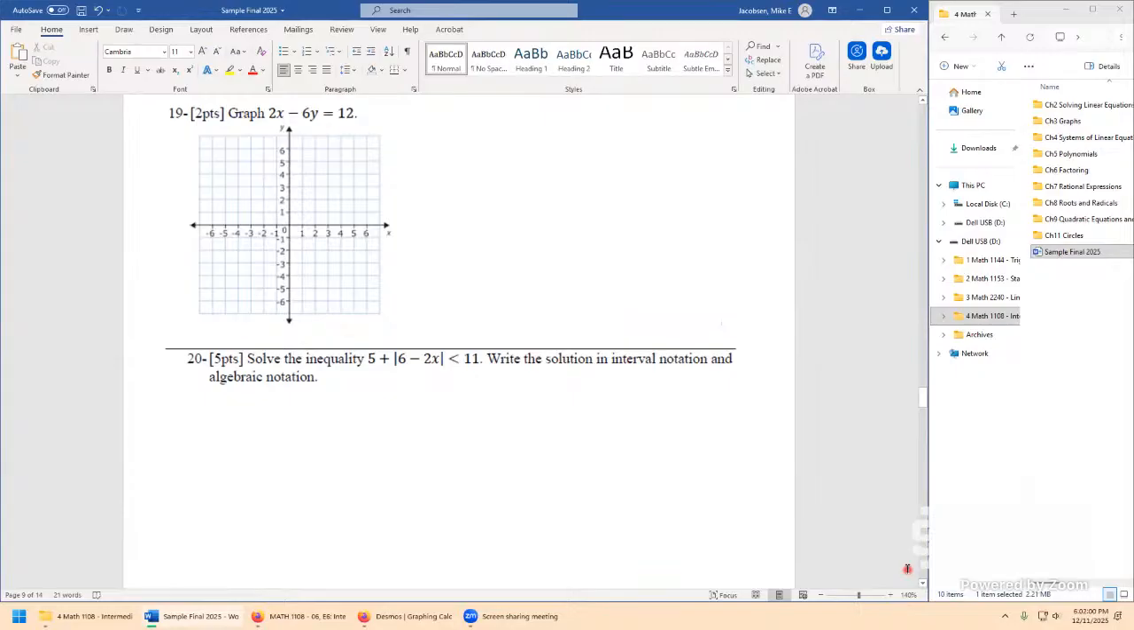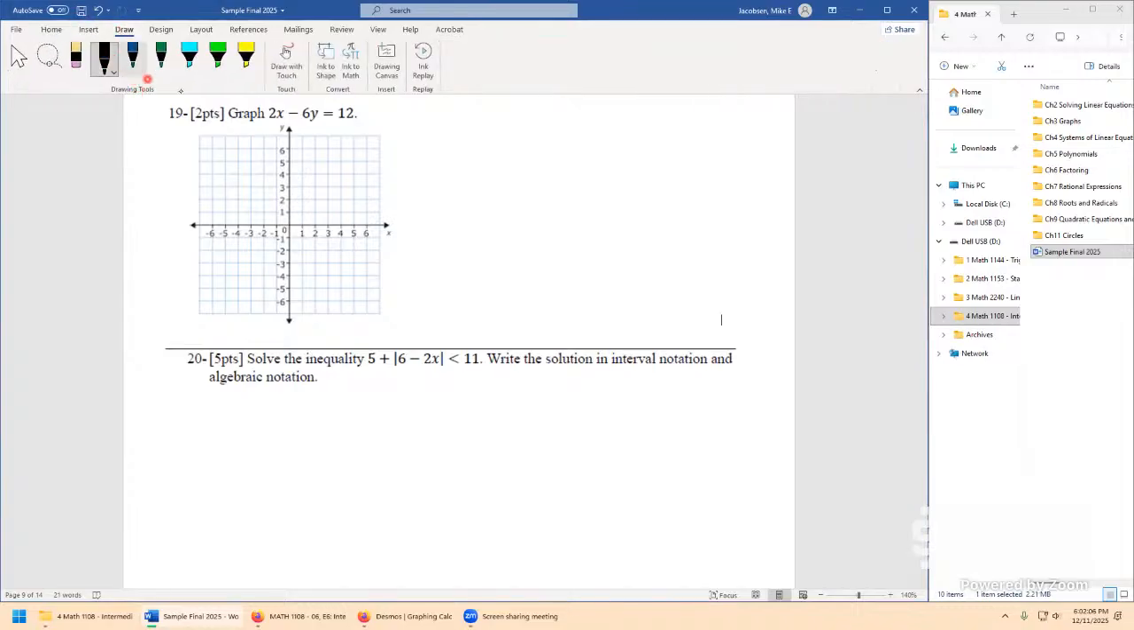Problem number 19, it just says to graph this equation, 2x minus 6y equals 12. There's lots of ways to do this. We could solve for the variable y, get it into slope-intercept form. But I think just as quick on this problem is, let's go for x and y intercepts. For the x-intercept, this will be an ordered pair where the y-coordinate is set to 0. So the equation will turn into 2x minus 6 times 0 is 12. This would mean x is equal to 6. We just divide both sides by 2. This term cancels out. And so if we have an x-intercept at 6, that's 1 point on the graph.